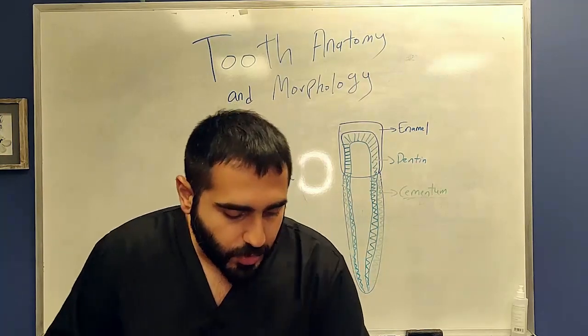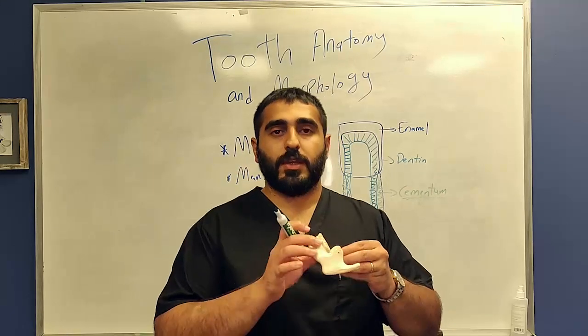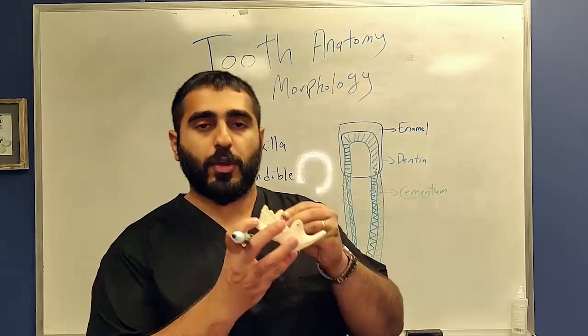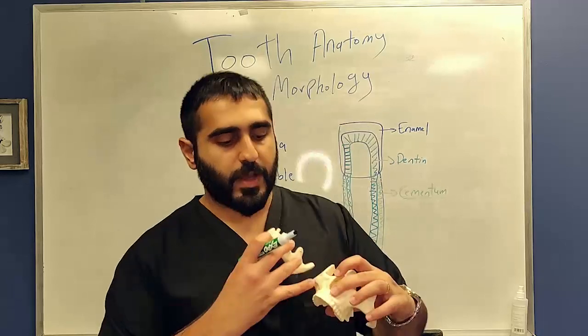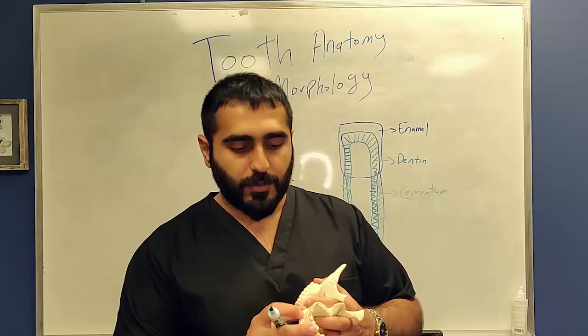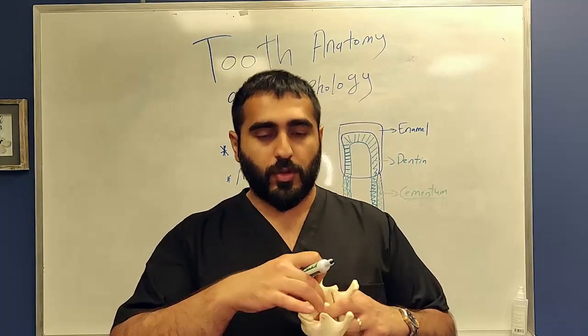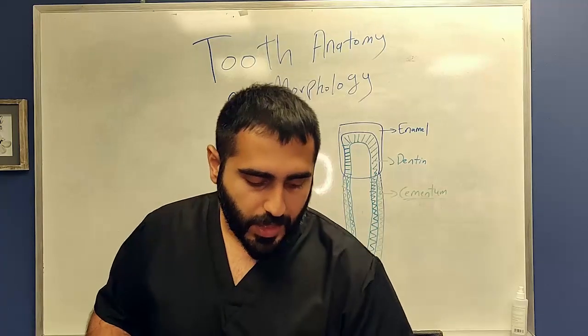Now, the bone that surrounds our teeth is called the alveolar bone, although it's part of the mandible, and this one is a part of the maxilla. But the bone itself, the bone that's surrounding our teeth and holding our teeth in place, is called the alveolar bone.